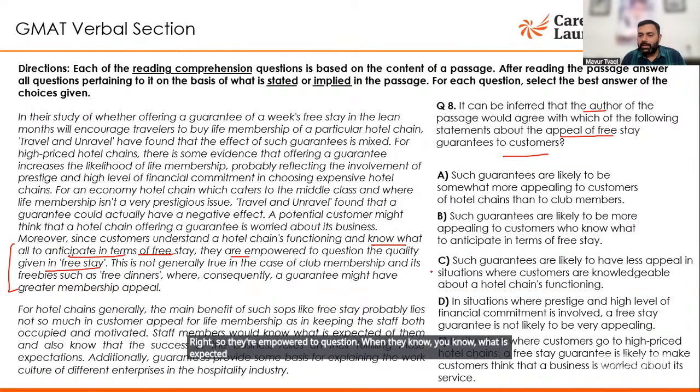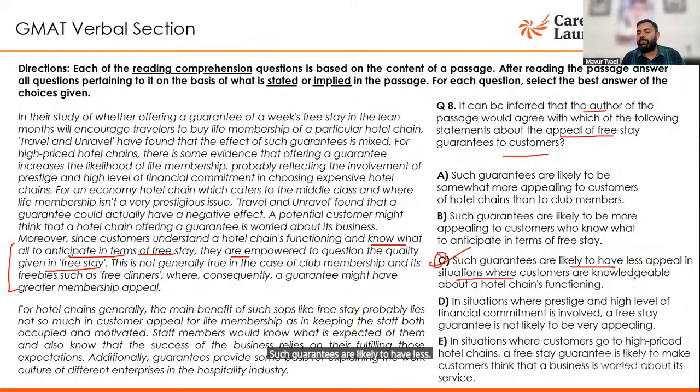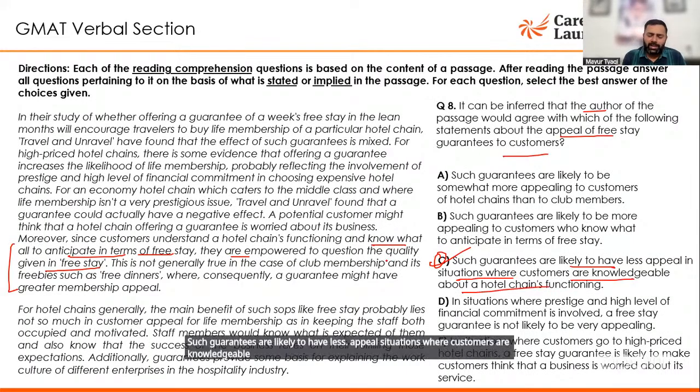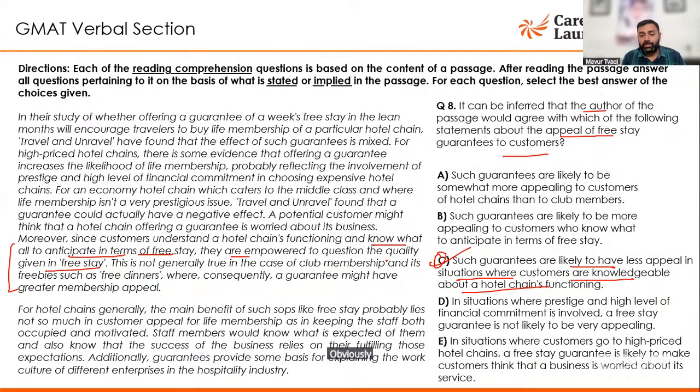So they're empowered to question when they know what is expected. In that case, I think clearly such guarantees are likely to have less appeal in situations where customers are knowledgeable, because then they get empowered, then they feel they can question it. Obviously, in that case, it will not have as much value as it would otherwise. Is that clear here, everyone?